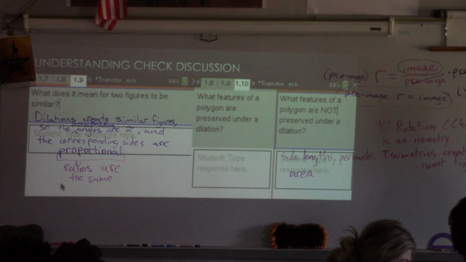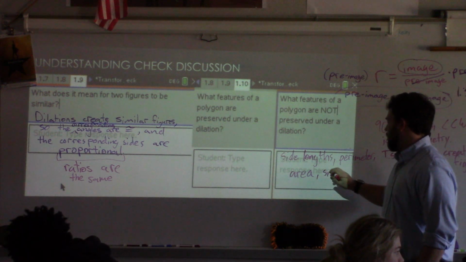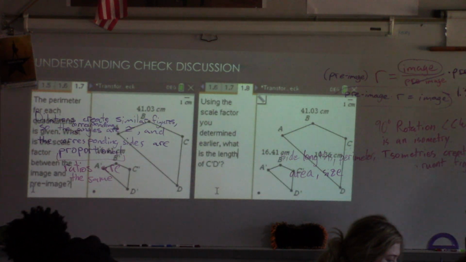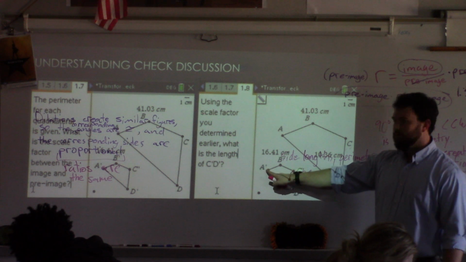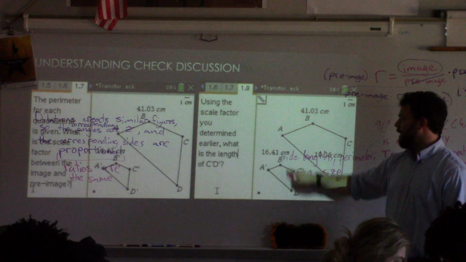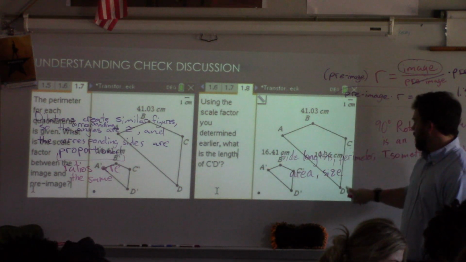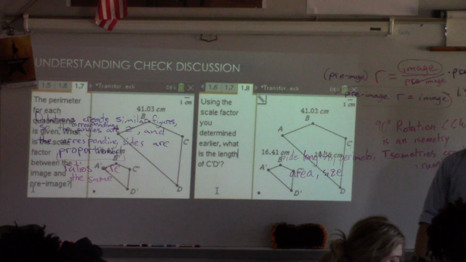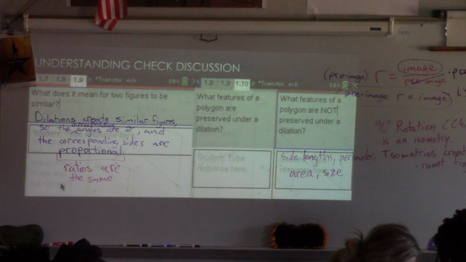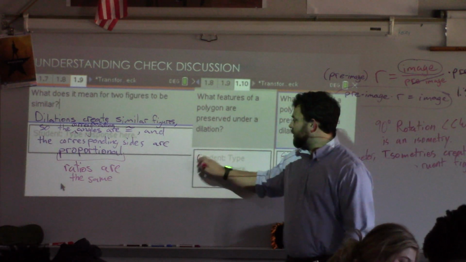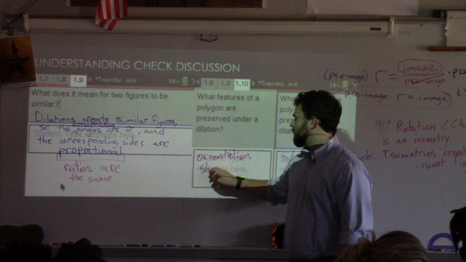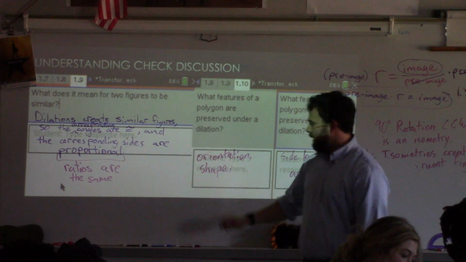Size, how big the figure is, is not preserved. Orientation. What do y'all think? Was orientation preserved? No. Look here, if I start at A, what comes next? B. B prime, C prime, D prime. A, B, C, D. Was orientation preserved? Yes. So you could have looked literally at problems on the task to figure this answer out. So orientation was preserved. What else? Shape. And there was one other big one, angle measures.